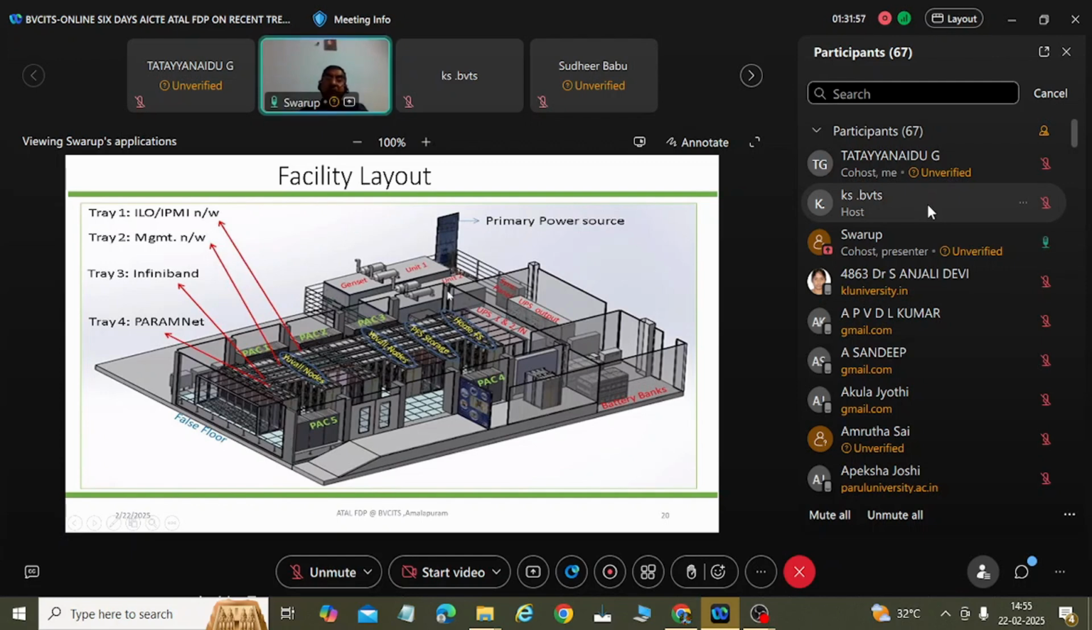If you see this, this is the PARAM UR2 facility of C-DAC, and you have this primary power source. You can say this is like a transformer, and you have genset 1 and genset 2, and this synchronization panel for synchronizing the source between your transformer and the DG sets. And you have the UPS, UPS in and UPS out. These are 2 in number, that is N plus N here, and the DG sets also N plus N.